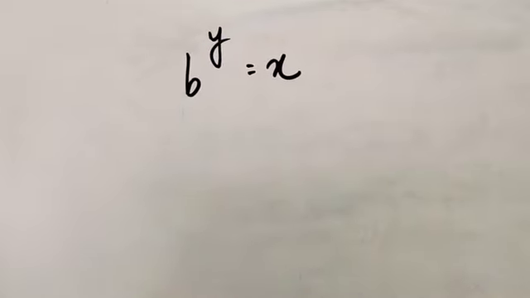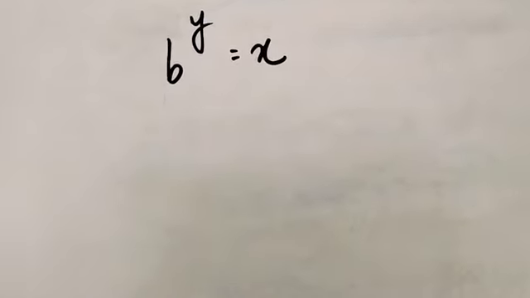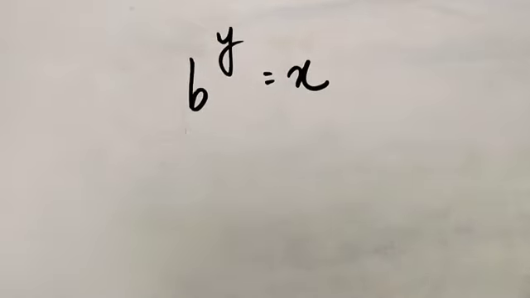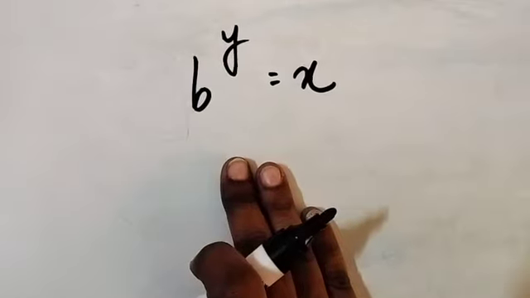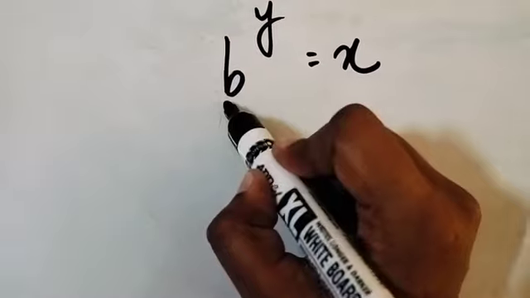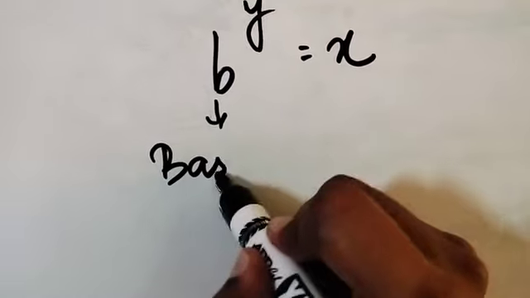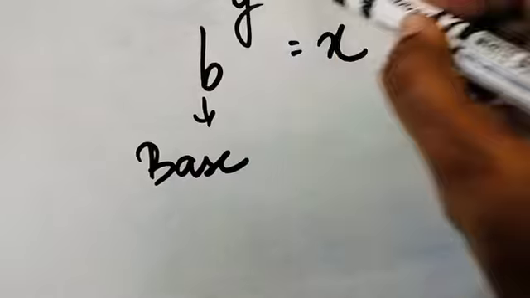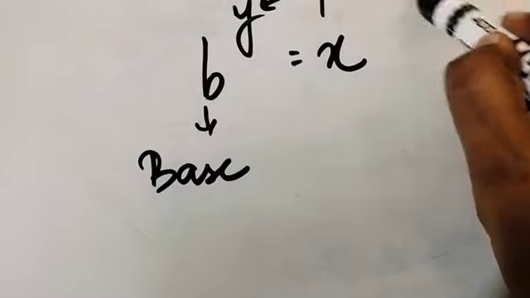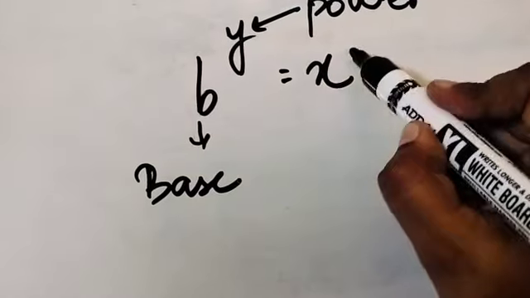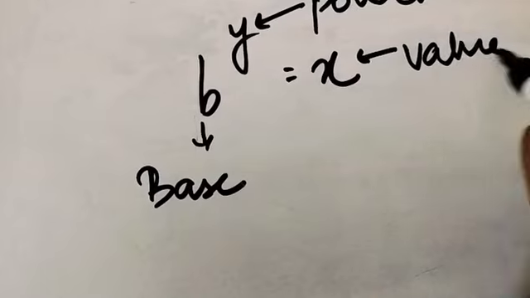Hi teachers, we have started introducing the topic logarithms and let us understand this. You have an exponential expression over here which is b to the power y equals x. Here, as we know, b is nothing but the base, y is the power. So b has been raised to this power y and x is the value that we get.